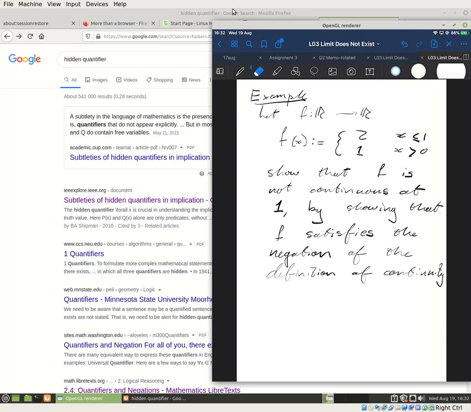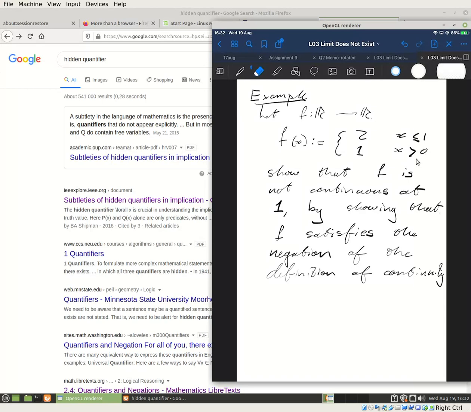So before we move on, let's take a look at another example. This is a little bit of a negative example. Let f be a function from R to R, defined as follows. f takes on the value 2 when x is less than or equal to 1, and the value 1 when x is greater than 1.